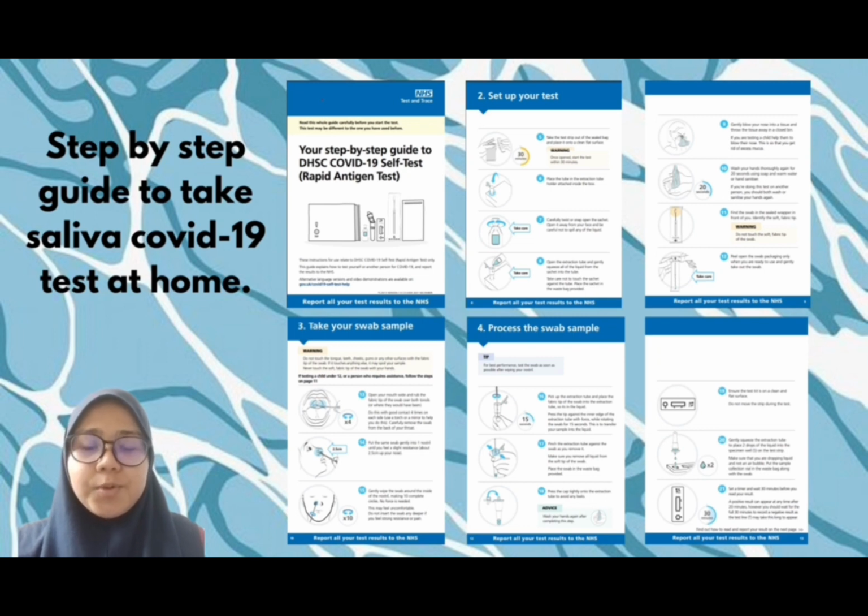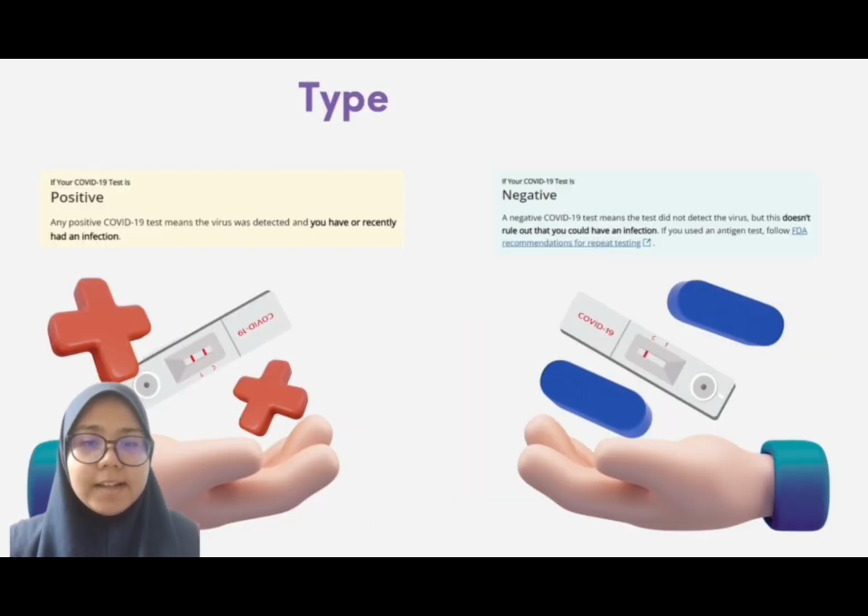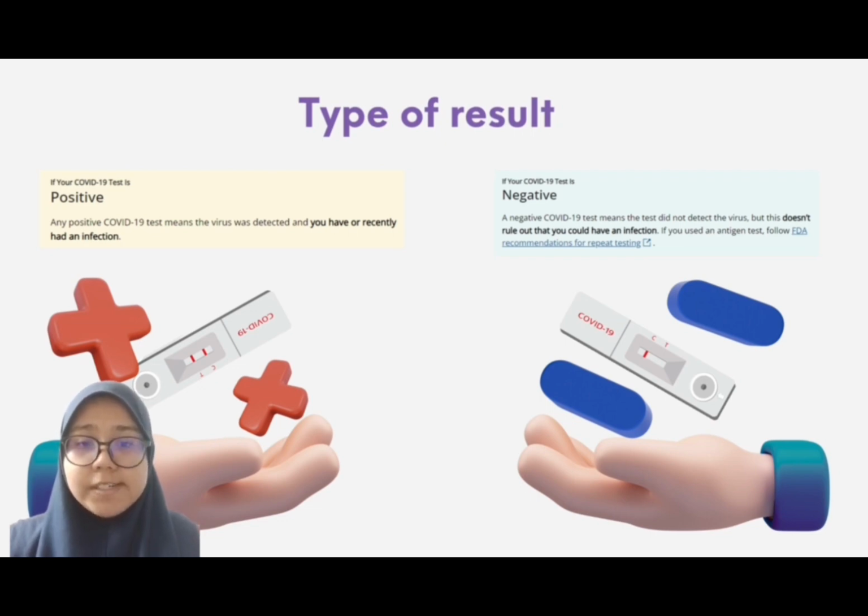In this slide, we show you a step-by-step guide on how to take a COVID-19 test at home. You could also know more about it from this PDF here. I will paste this PDF link in our description. So, this is the result. The result is either positive or negative. If you get a positive result, you need to take precautions that have been issued by the Ministry of Health Malaysia. But if you get a negative result, you could proceed with your daily life without any issues.